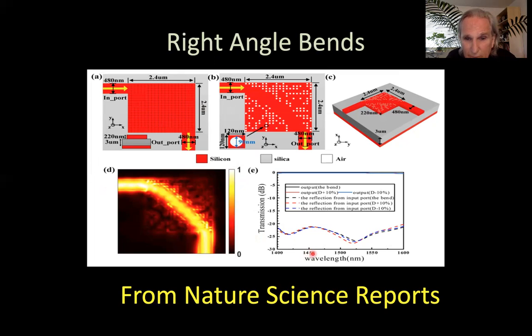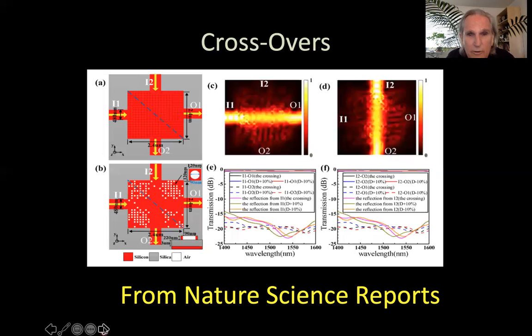And these right angle bends can be very low loss. They don't have much loss at all. It's down to the reflection from the bend, which is very, very down with respect to 1. So these are like down minus 25 dB. So the losses are down to like fractions of a percent at right angle bends, which is a great advantage. Again, this is a paper from Nature Science Reports. This is a Chinese paper.